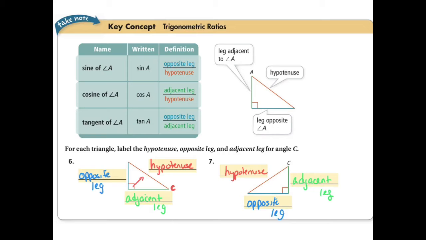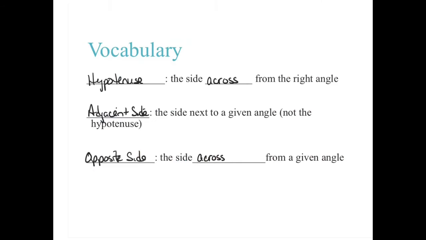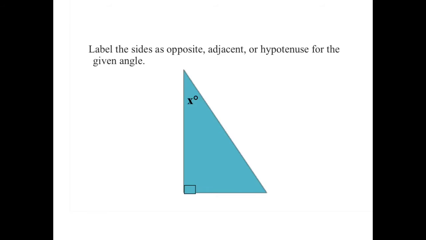How did you do? If there's any confusion, make sure you ask me tomorrow. So we have the hypotenuse, which is the side across from the right angle, adjacent side, the side next to a given angle, and the opposite side, the side across from a given angle. Let's see how you do. Label the sides as opposite, adjacent, or hypotenuse. Go ahead and pause this video, do the labeling, then check back to see how you did. How did you do? Make sure you understand these 3 definitions before we go on.